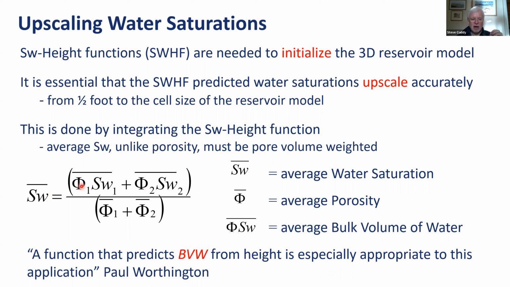Now, what do you notice? Porosity times water saturation, pore volume weighted, is BVW. So to upscale, it is best if we use BVW. And Paul Worthington, who is an expert in SPWLA, says that any function which predicts BVW is especially appropriate to give you good averaging.